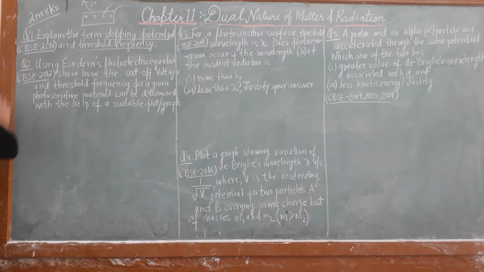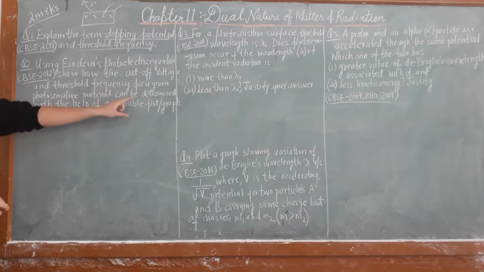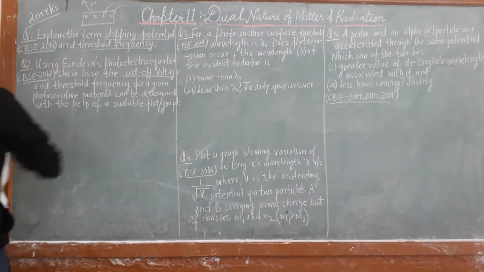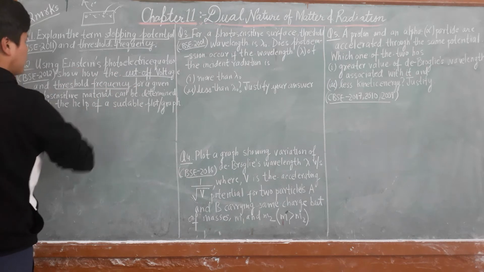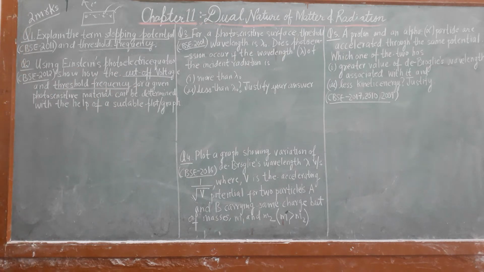Question number 2. Using Einstein's photoelectric equation, show how the cutoff voltage and threshold frequency for the given photosensitive material can be determined with the help of a suitable plot or graph. This was asked in the CBSE 2012 exam.